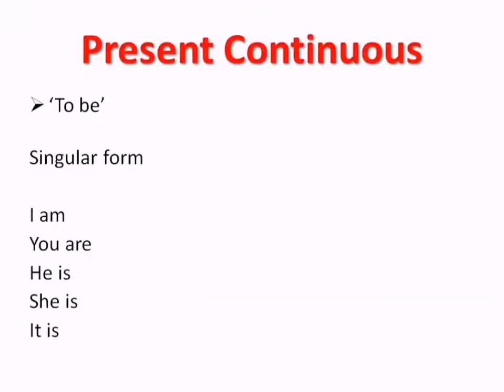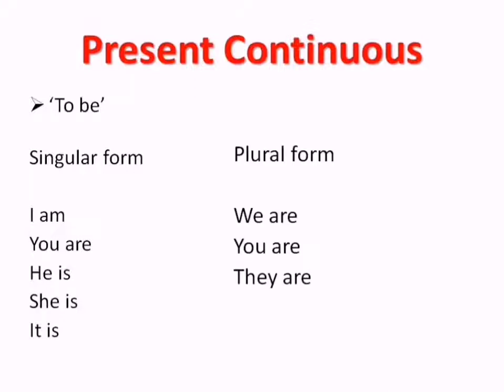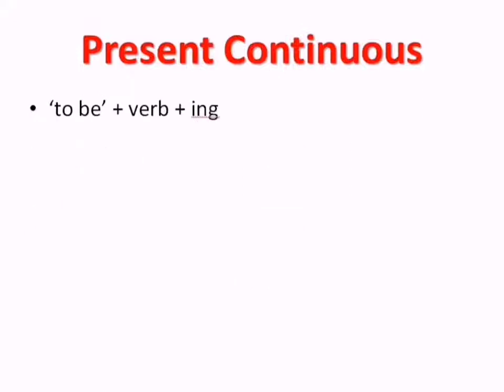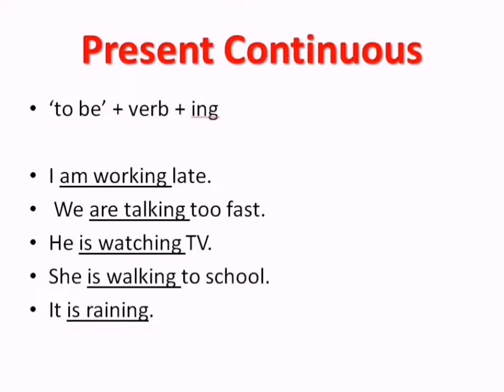The singular forms are I am, you are, he is, she is, it is. Plural forms are we are, you are, they are. First and foremost, we need the auxiliary verb to be, the infinitive form of the verb, and ing. Take a look at the examples. I am working late. We are talking too fast. He is watching TV. She is walking to school.